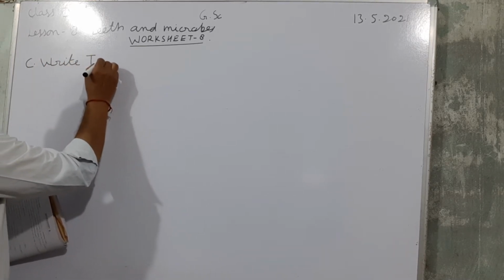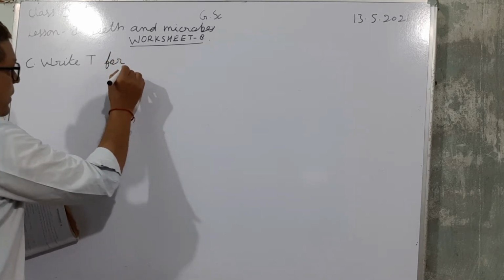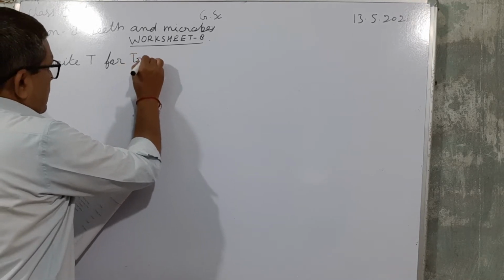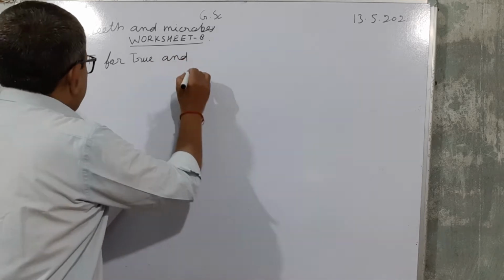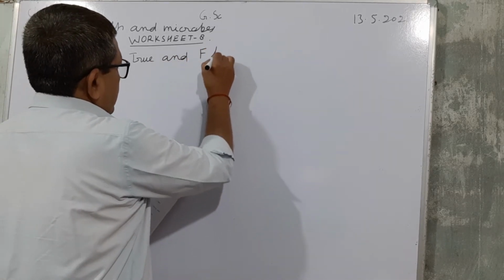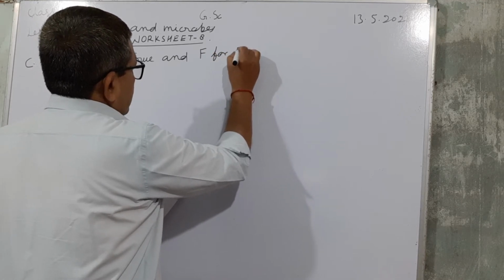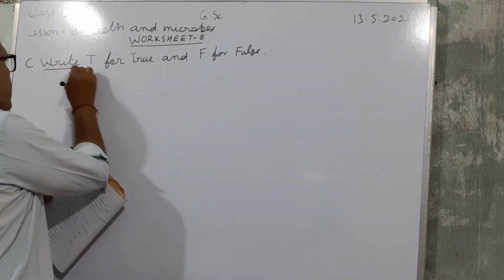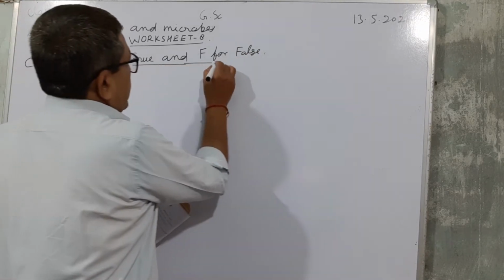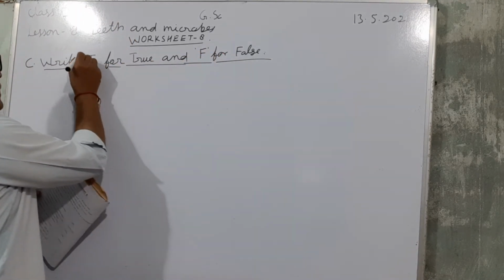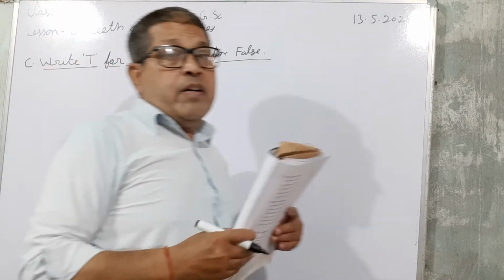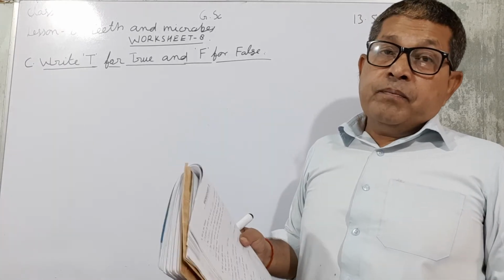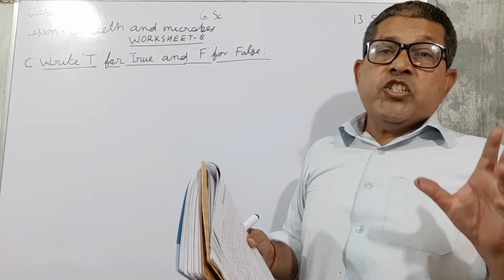Write T for true and F for false. So here in this C, you have to write T for true and F for false. Statements are given, and you have to find whether the statement is true or false.